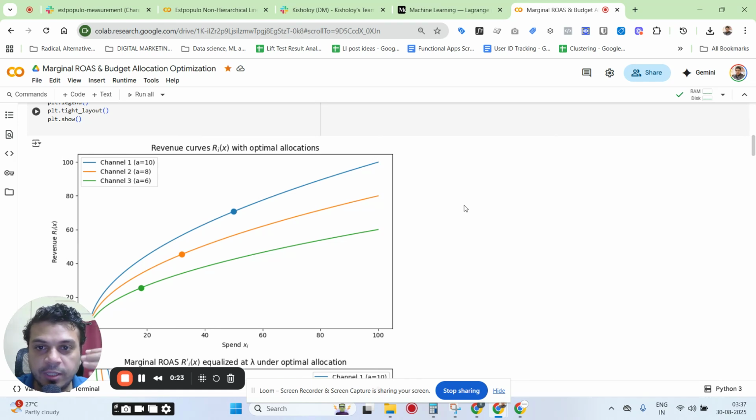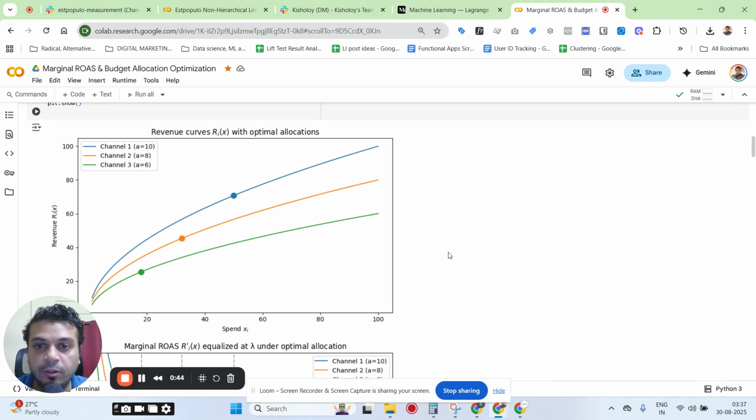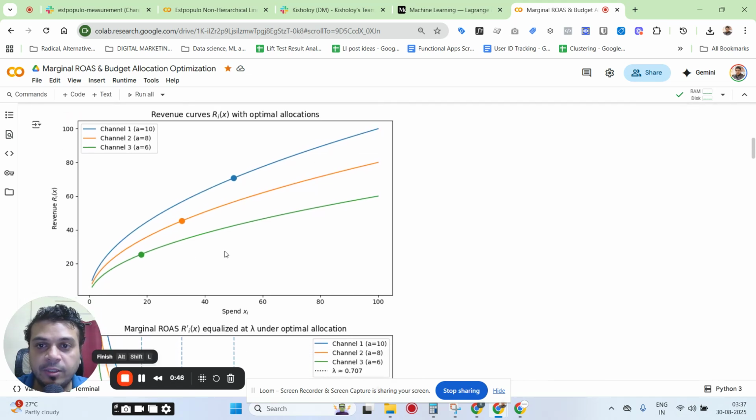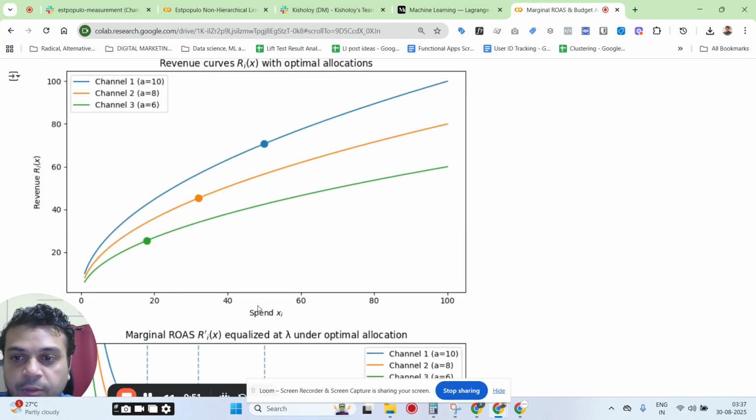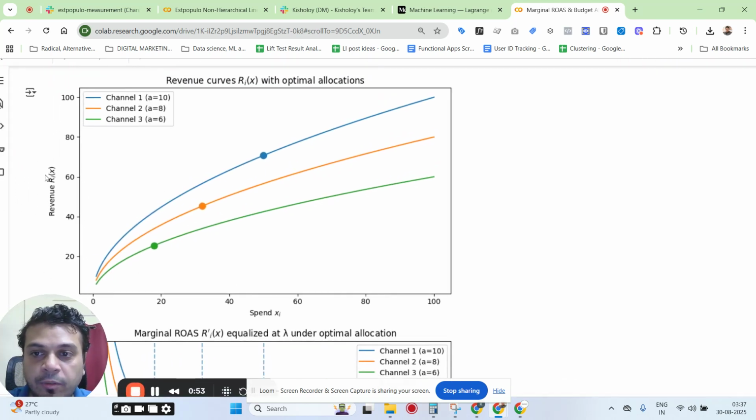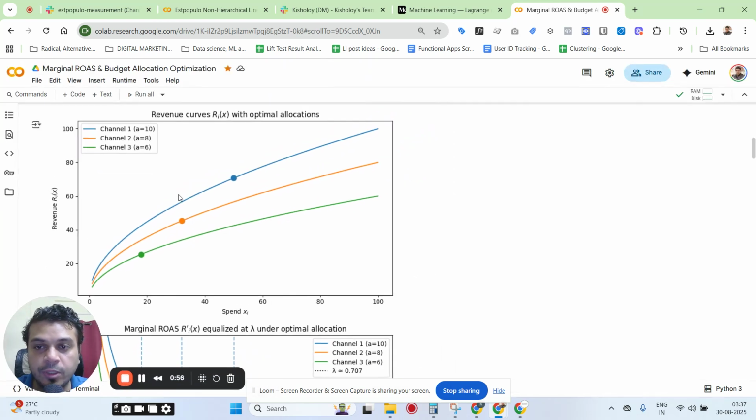So marginal ROAS is essentially defined as how much returns you will get upon spending the next dollar. This is the most central definition. It can be derived from calculus. We'll just see in a moment. But beyond just the mathematics, to understand the basic concept, we can look at this curve. This can be considered as revenue curves or saturation curves because we have spend on the x-axis and revenue on the y-axis. Revenue as a function of the spend, of course.